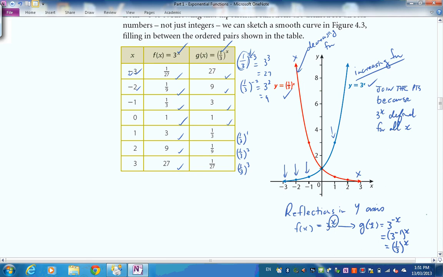So we can actually prove algebraically, using our transformation geometry, that reflecting 3 to the x in the y-axis, replacing the x value by neg x, does produce the function a third to the x. So this transformation association is very important in empowering you to understand a whole range of functions that are connected by some fairly basic transformations. Alright, so keep thinking about those things.